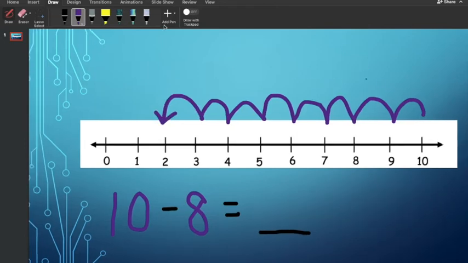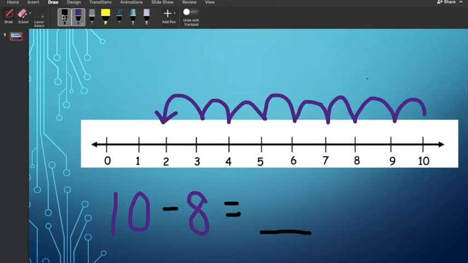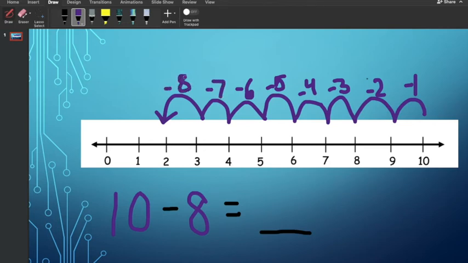Let me double check. Actually, that's about the same size. Okay, here we go. 1, 2, 3, 4, 5, 6, 7, 8. Okay, I did subtract 8 on my number line going backwards because I'm subtracting, and my answer is 2.